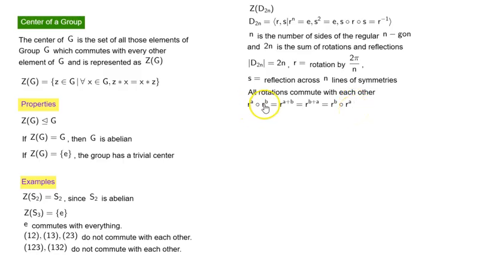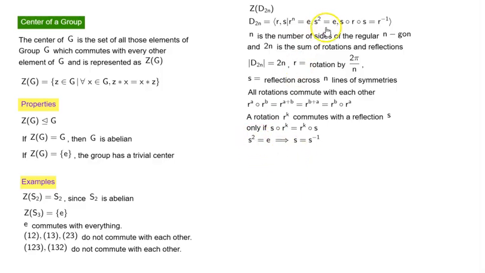So r to the power of A times r to the power of B is equal to r to the power of B times r to the power of A. So that means they commute. Rotations commute. Now a rotation r to the power of k commutes with a reflection s only if s times r to the power of k is equal to r to the power of k times s. Very clear. Only if these two are equal can we say r to the power of k commutes with s. Now let's go a little bit more in detail.